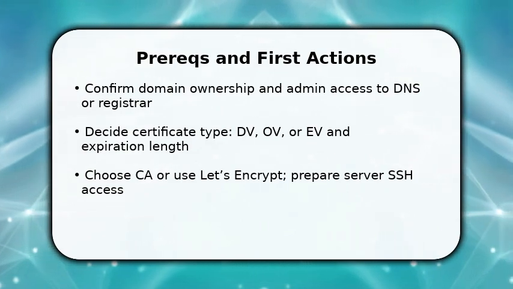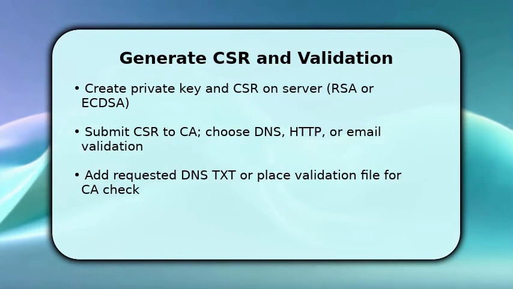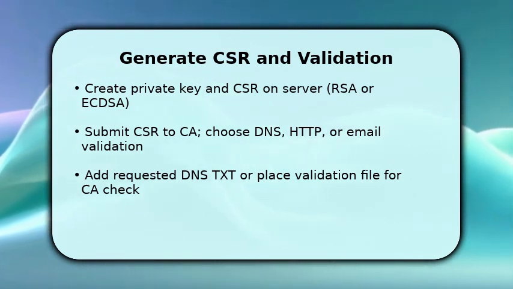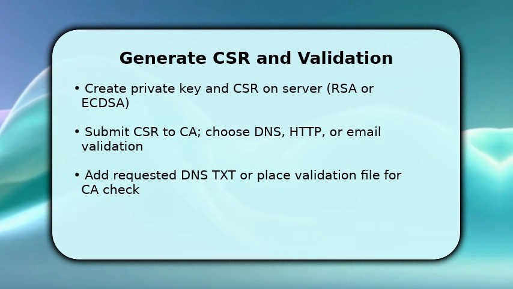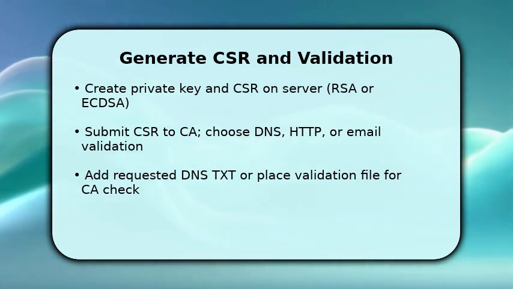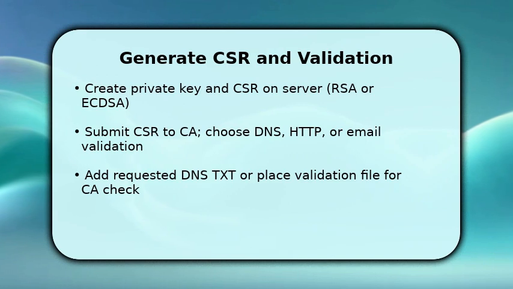You generate a private key and a CSR on the server using OpenSSL or your hosting tools. Choose RSA or ECDSA based on performance and compatibility. Then submit the CSR to the CA and select a validation method. DNS is reliable. HTTP is quick if you control the web route. Email works for registered contacts.